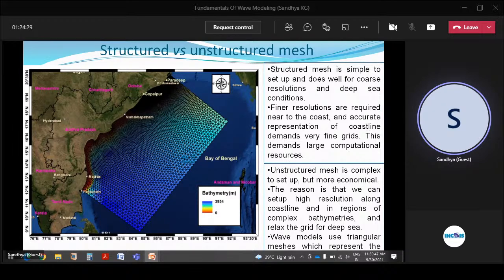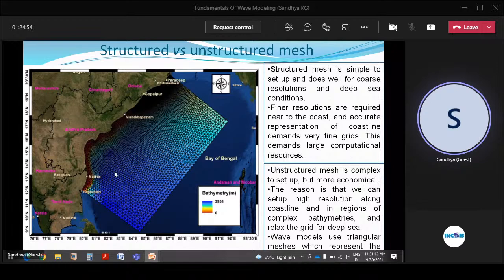But what happens near the coast? In the coastal areas, in order to cover the fine shapes and the other features, this mesh has to be very fine. So making a very fine rectangular mesh for a very big area demands a large computational resource.